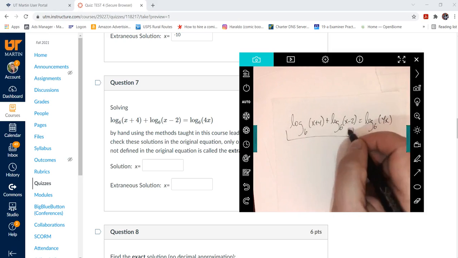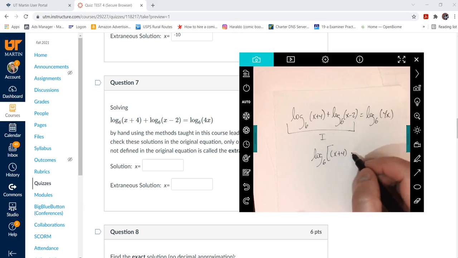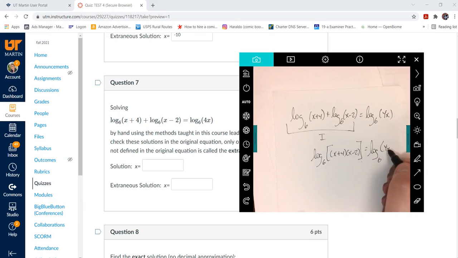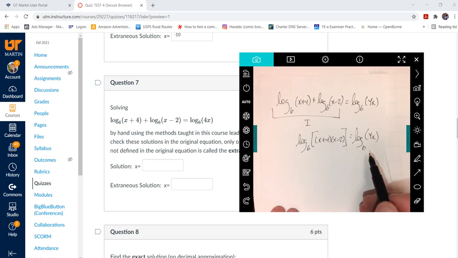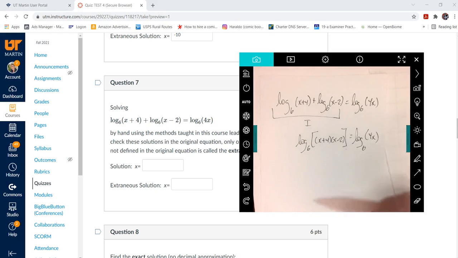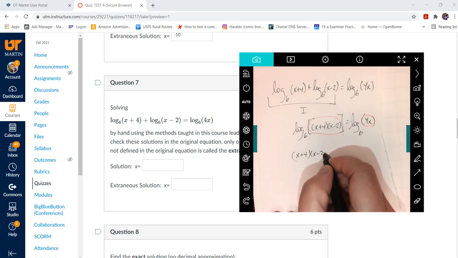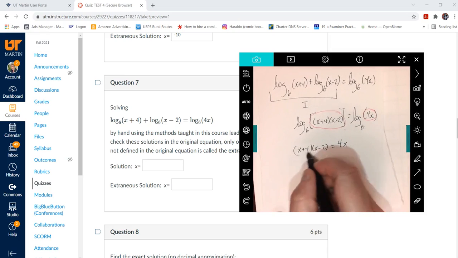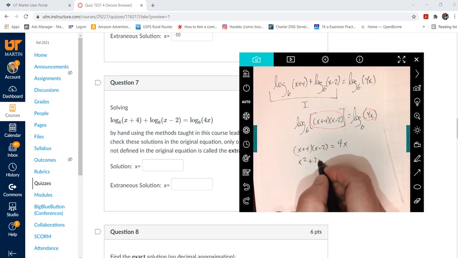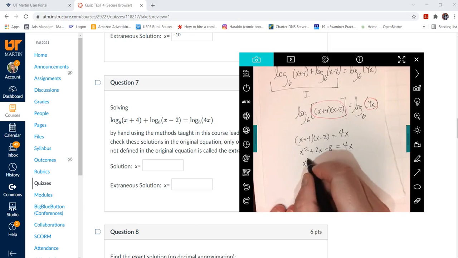Okay, I'm going to put these together using Rule 1. Now I have single logarithms on both sides. So if I have single logarithms on both sides and the bases are the same, then the arguments are the same. So (x plus 4) times (x minus 2) is equal to 4x. I'm going to expand that. Then I'm going to subtract 4x from both sides.